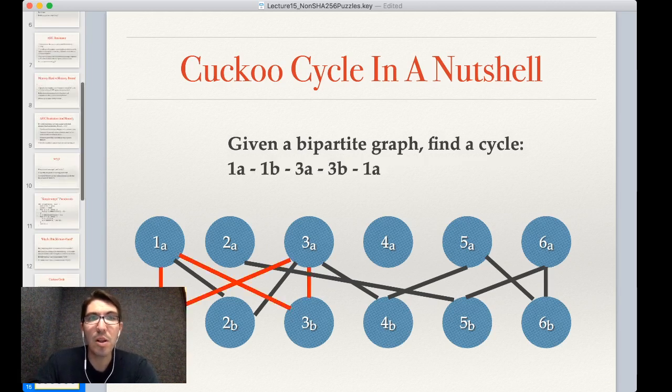A very simple cycle here would be 1A to 1B, 1B to 3A, 3A to 3B, 3B back to 1A. So we have a 4-element cycle here. We've gone through 4 nodes.